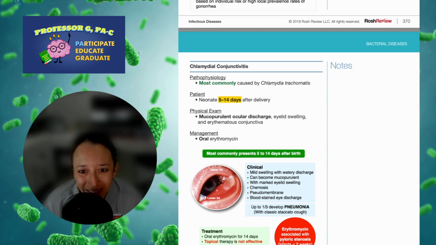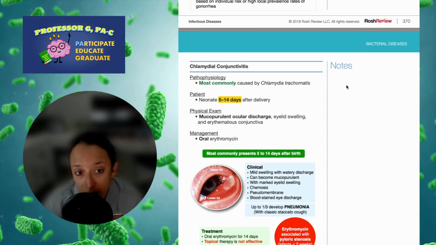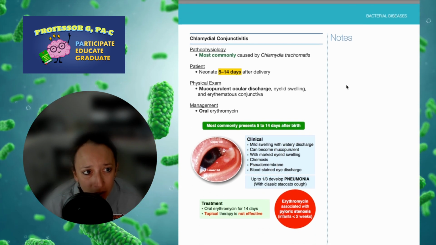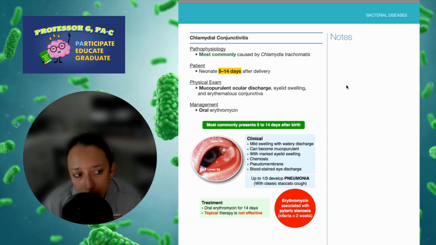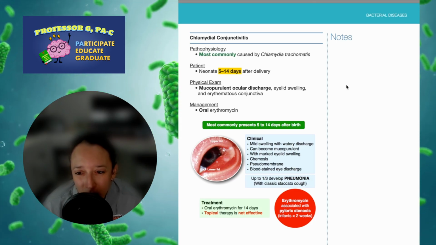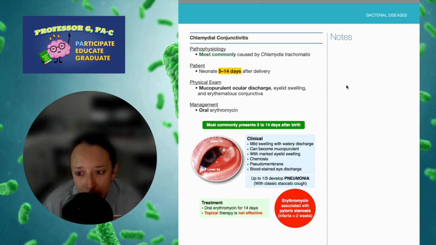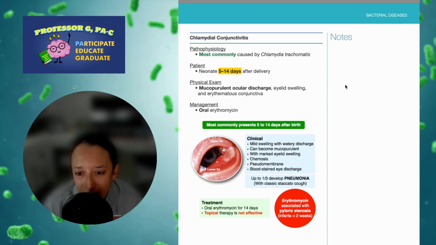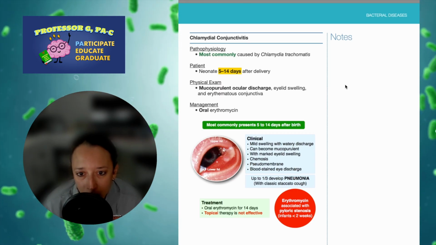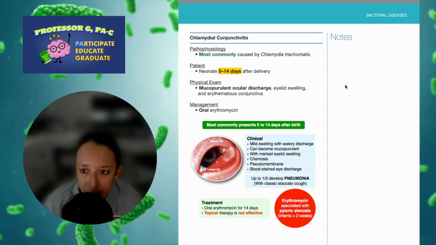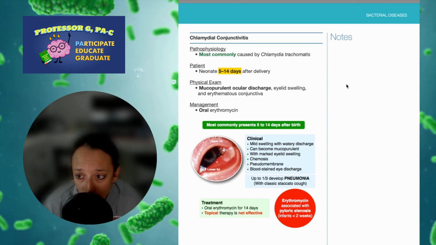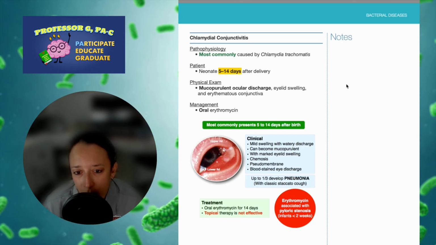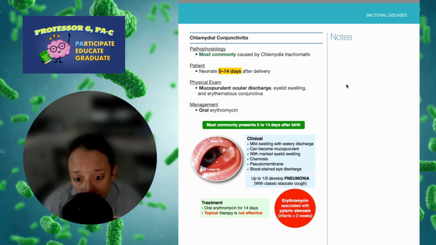Chlamydial conjunctivitis is next up. We've talked about this in the EENT review before, but as a quick recap, we see it in neonates between 5 and 14 days, so a little later than gonorrhea. They'll present with a mucopurulent eye discharge, eyelid swelling, and red conjunctiva. It's the same organism as the cervicitis, Chlamydia trachomatis, but this time it's delivered via vertical transmission during delivery.